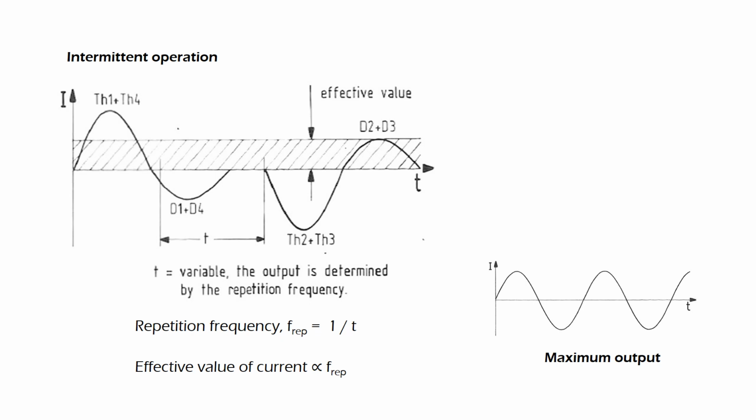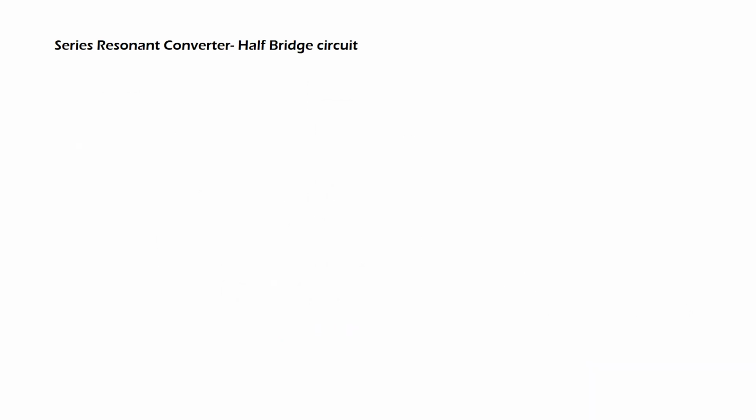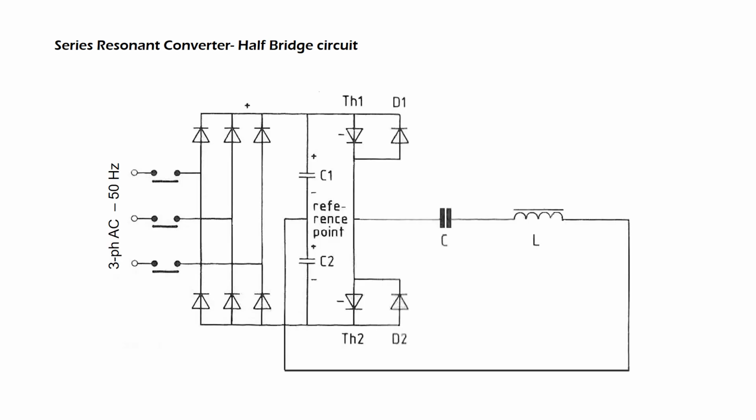Next, we will discuss the half-bridge circuit. Series resonant converter, half-bridge circuit. The illustration shows half-bridge circuit, where two thyristors are used instead of four. This series resonant converter works according to the same principle as previously described for the full bridge. The object is also to change the polarity of the voltage on the series resonant circuit.